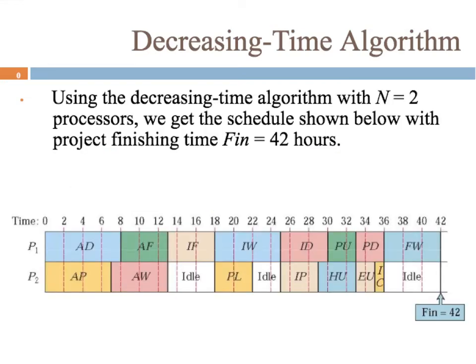So here's the solution to that problem. We get a finishing time of 42 hours with two processors, and it looks like we have about 14 hours of idle time. So not too bad considering all the tasks and how complex the problem is. But next we'll start out with one that's a little more at the difficulty that we're going to be doing in class.